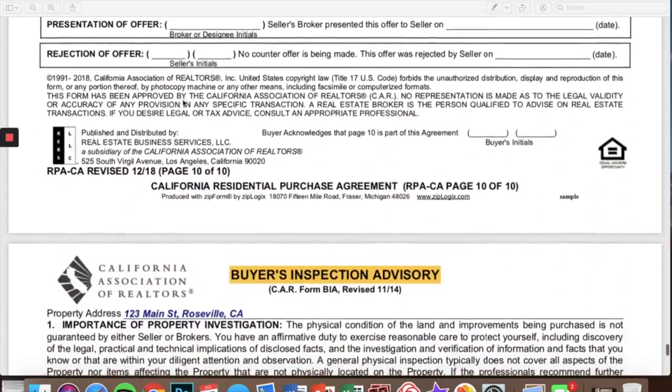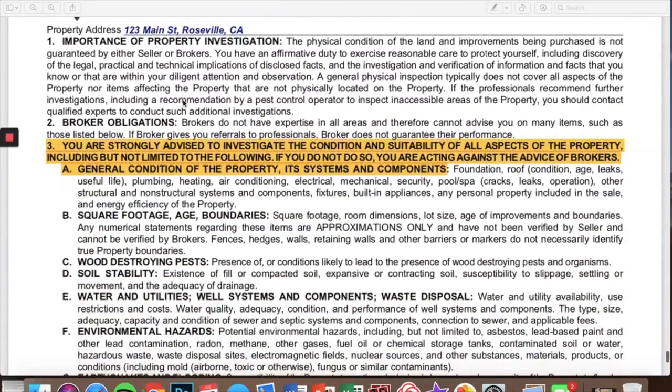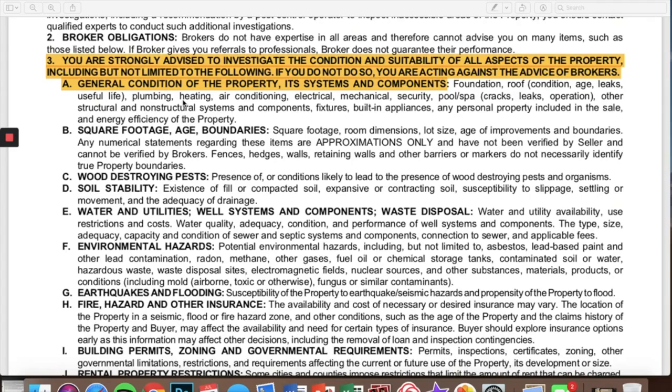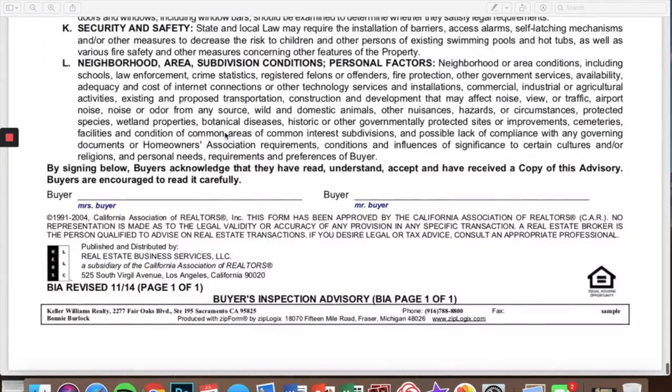So that is the end of the purchase agreement, and then we are moving into the buyer's inspection advisory. What this does is explain to you why your buyers should get inspections on every aspect of the home and exactly what areas they should look at. And that's the end of the contract.